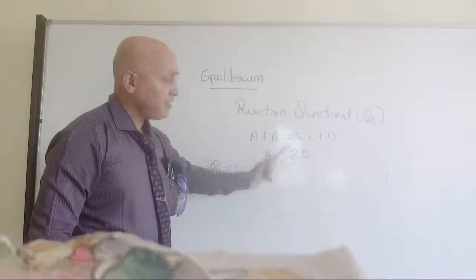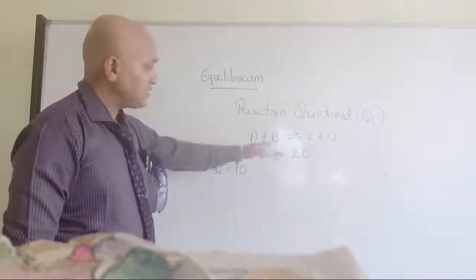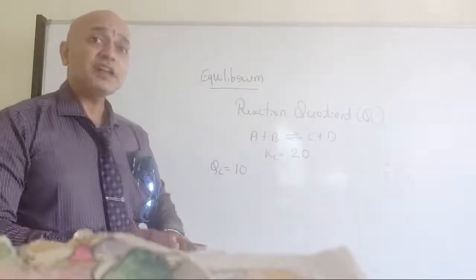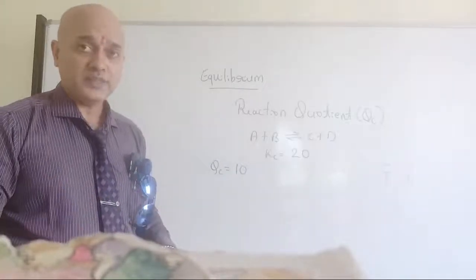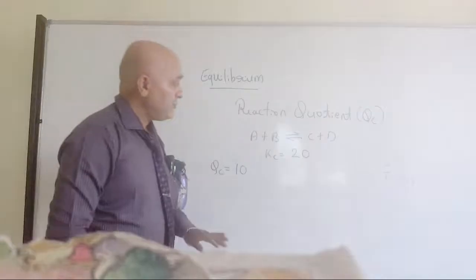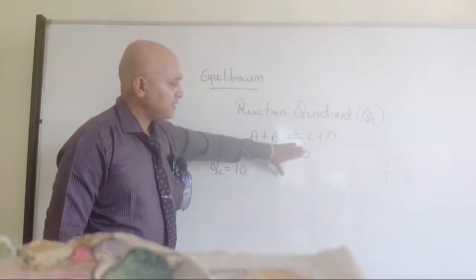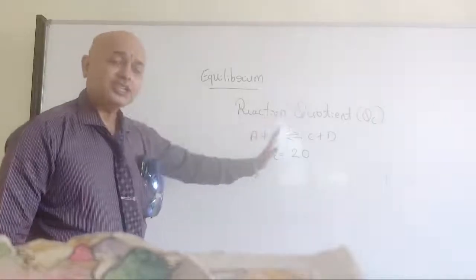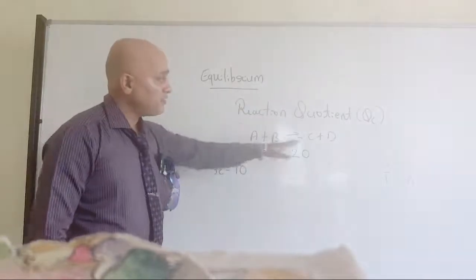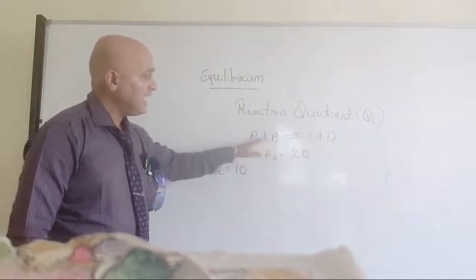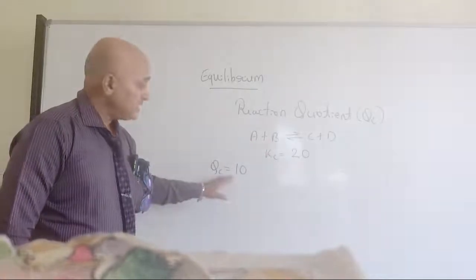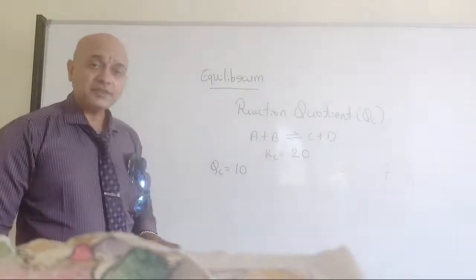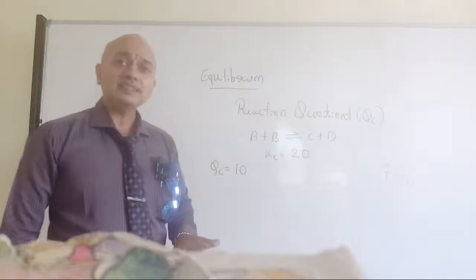Kc value will be 20. Once this reaction reaches equilibrium, the Kc value has to be 20. That we know. But for the time being, we have not calculated this one. We want to see what the condition of the reaction is. The reaction is happening. Now we found the concentrations of C and D, A and B in between. Then we have found the Qc value, and we have got it as 10.